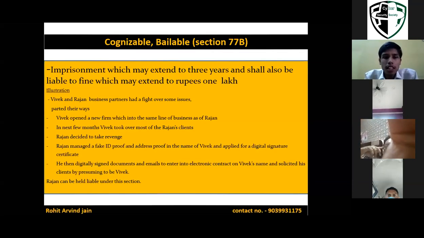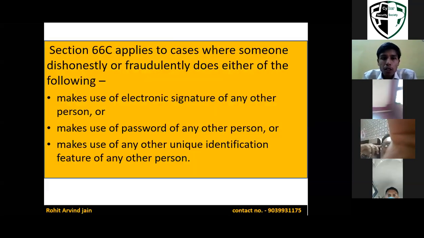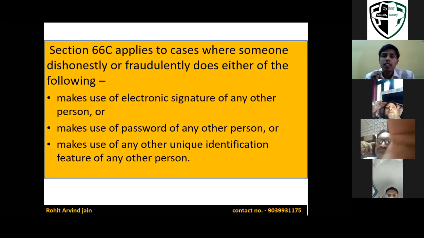Then section 66C, a very famous section in our IT Act, applies when someone dishonestly or fraudulently makes use of an electronic signature of a person, the password of any other person, or any unique identification feature of another person. These are dealt with under section 66C.